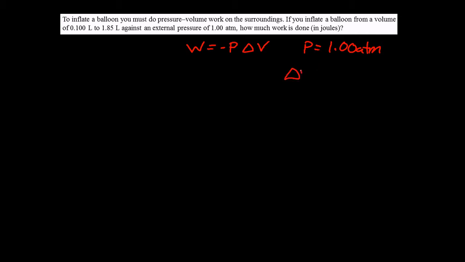Now remember, delta anything is always going to be final minus initial. So the final volume in this case is 1.85 liters, and the initial volume is 0.1. So that gives us a delta V of 1.75 liters. So we, at this point, have everything we need.